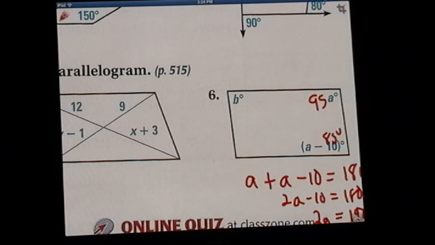Okay, so let me give you the answers to the quiz. Number 1, x is 121. Number 2, x is 142. Number 3, x is 112. Number 4, x is 4 and y is 3. Number 5, x is 5 and y is 5. And number 6, A is 95 and B is 85.